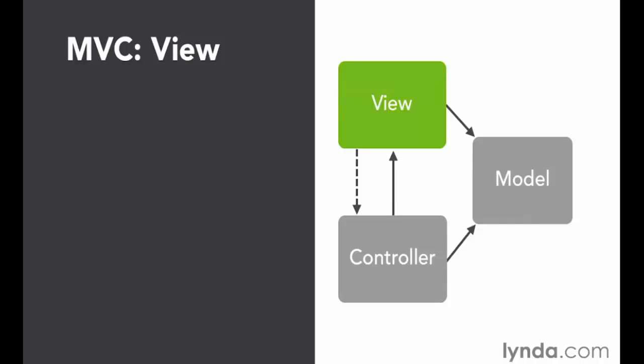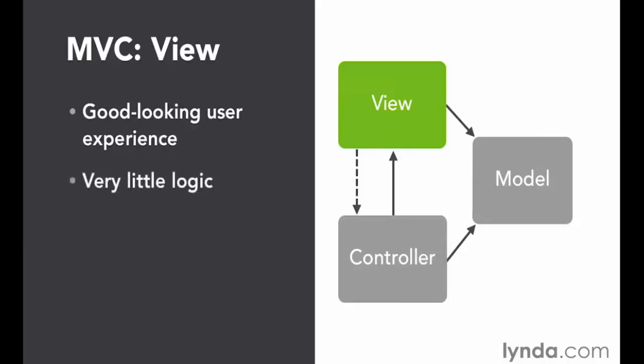The view is exactly what it sounds like. It's the part of the application that the user sees and interacts with. In a web application, the view is everything that gets rendered down to the browser: HTML, CSS, and JavaScript. The view's single responsibility is to deliver a high-quality, good-looking user experience to the user, and nothing else. In other words, your goal should be to make the view as pretty and as dumb as possible, relying on the controllers and models to take care of all the smarts of the application and displaying the result.